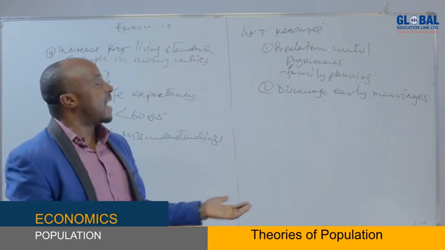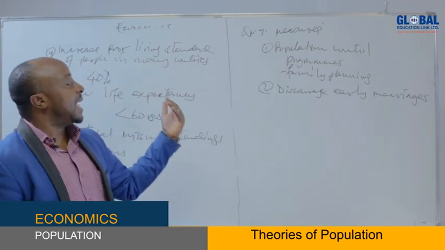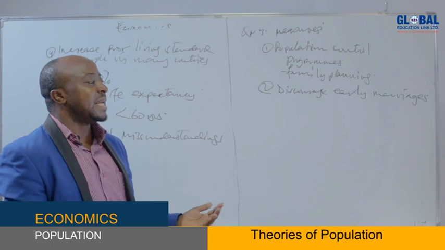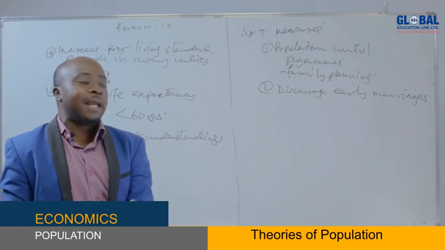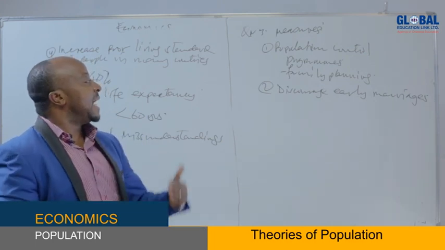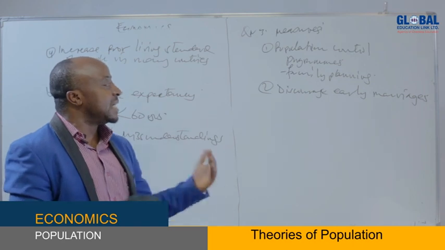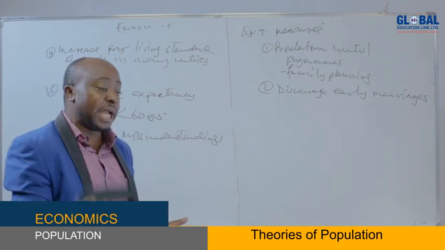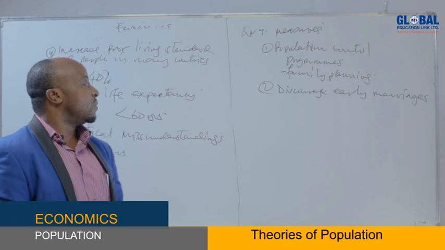For example, in Tanzania, even the government is strictly prohibiting early marriages. That's why, by using the laws enacted by the parliament, they are discouraging early marriages, so that people are at least married at a reasonable age. This is one of the measures to be taken.